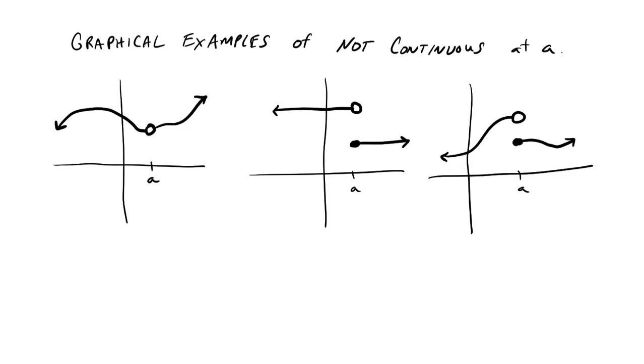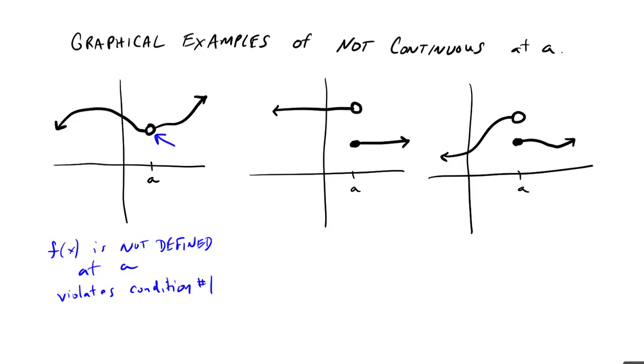Okay, in the first one here, what we see is the hole at a, and so without any other point defined there, f of x is not defined at a. So this really violates condition number 1. Therefore, without being defined there, it can't be continuous there. So it's not continuous at a.